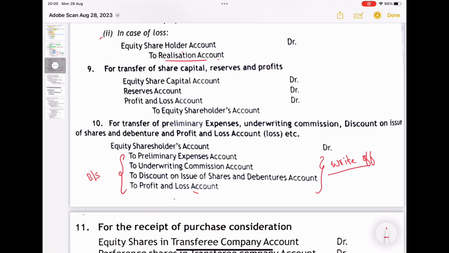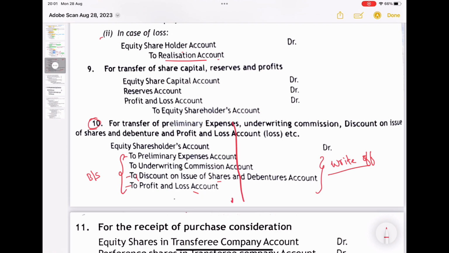Okay, so if they have given these in the question, we have to pass this entry. If the question has not mentioned them at all, we should not crack our heads over this entry; we entirely ignore it. Any one or two of these will be given in the question. Maybe they have given preliminary expenses and P&L account loss, or discount on issue of shares or debentures; any one they will mention. These are the major things that will come. So this is the entire concept I have given.